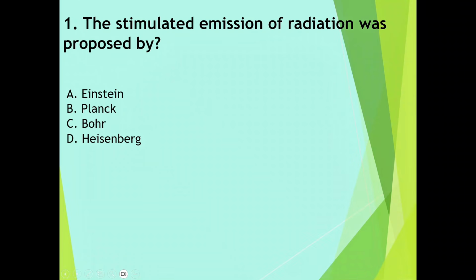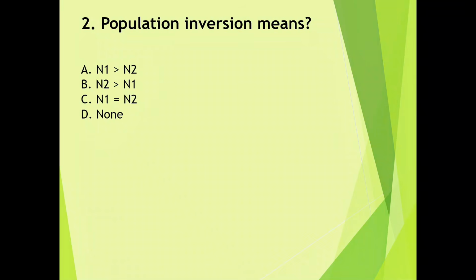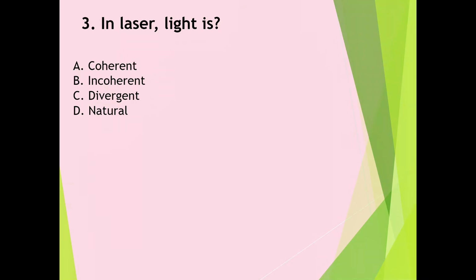So first question is, the stimulated emission of radiation was proposed by Einstein, Planck, Bohr and Heisenberg. So your correct option is Einstein. Next question is, population inversion means n1 is greater than n2, n2 is greater than n1, n1 equals n2 and none. So your correct option is n2 is greater than n1. Next question is, laser light is coherent, incoherent, divergent, natural. So your correct option is coherent.